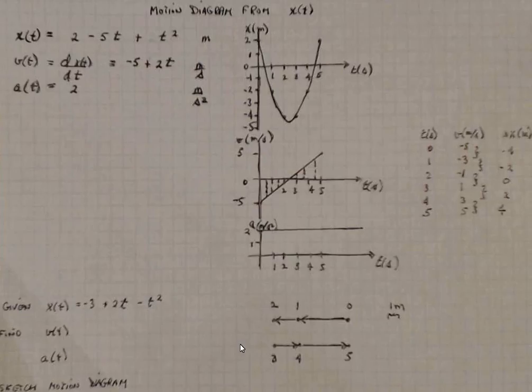So here's one for you. Let's say we had a position versus time of minus 3 plus 2t minus t squared. What then would the v of t be? What would the a of t be? And make a sketch of the motion diagram in that case.